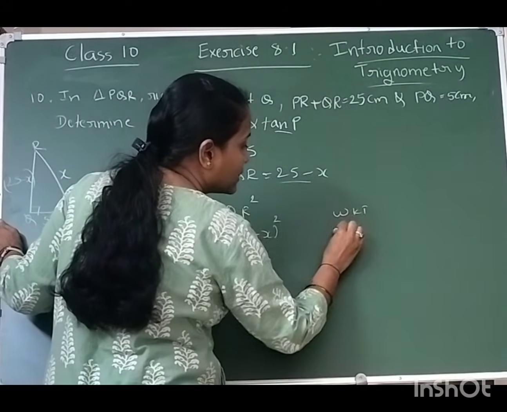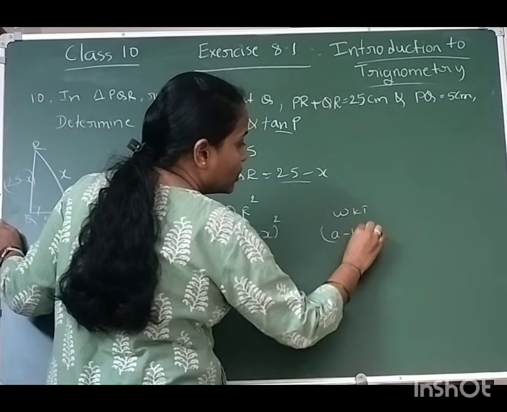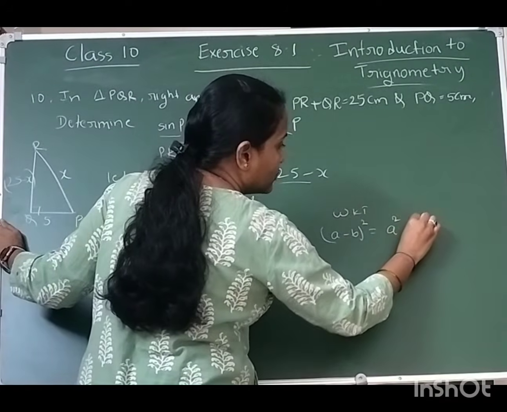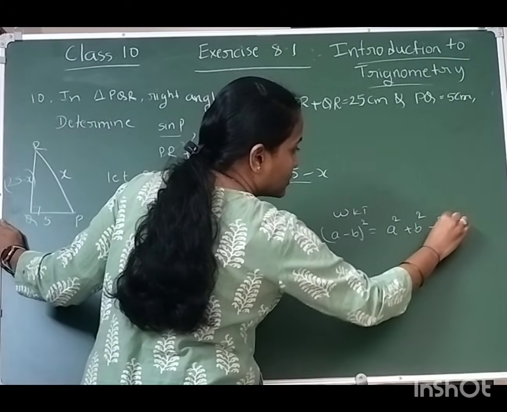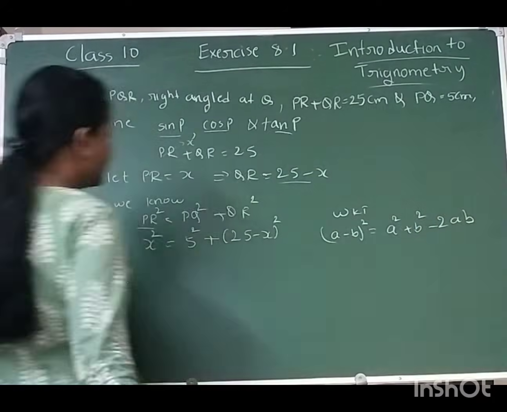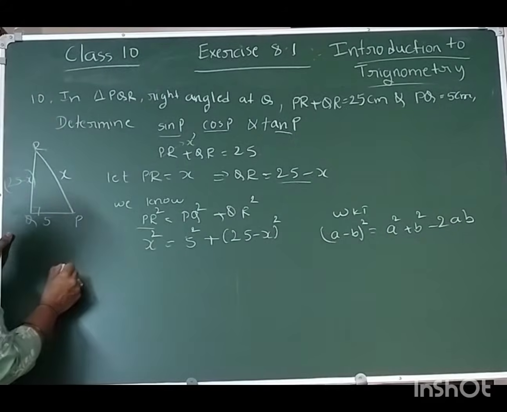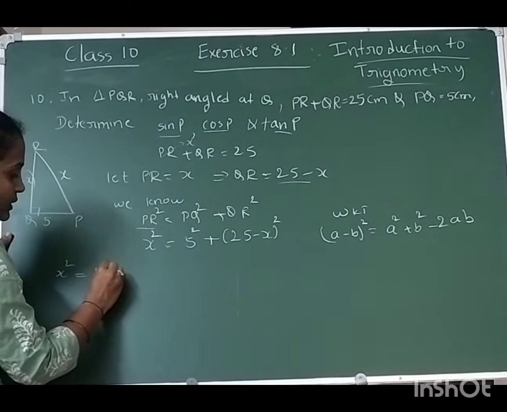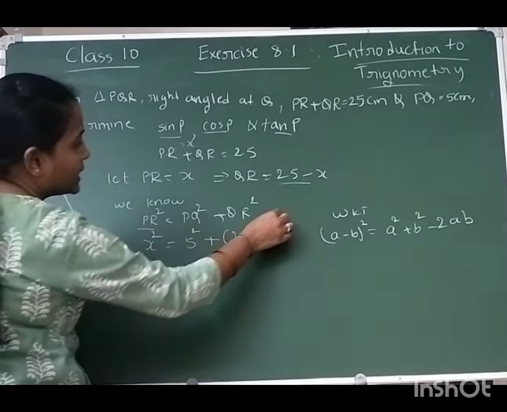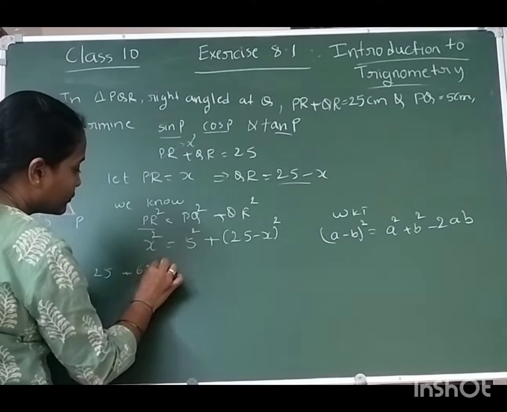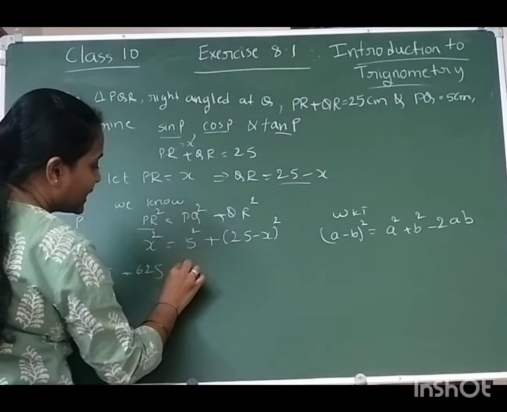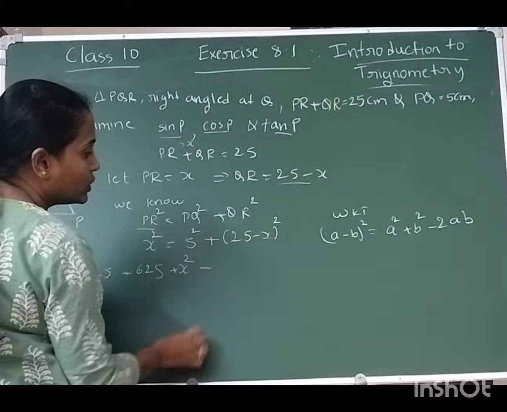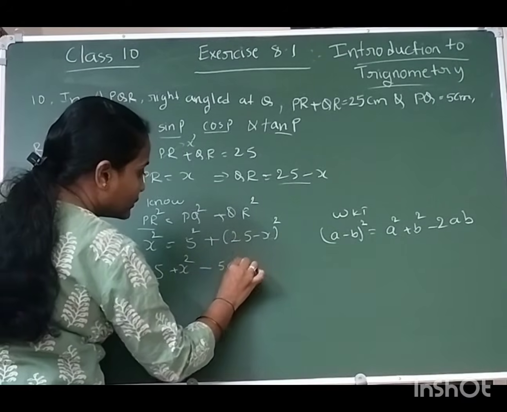We know that a minus b whole square is a square plus b square minus 2ab. So x square we will write as it is in the LHS. RHS 5 square we will get as 25. Once opening the bracket, we'll get 25 square, that is 625, a square plus b square, that is x square, minus 2ab. 2 into 25 into x, we'll get it as 50x.